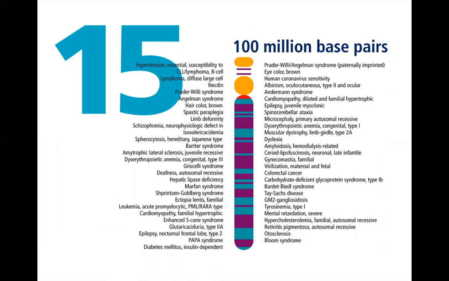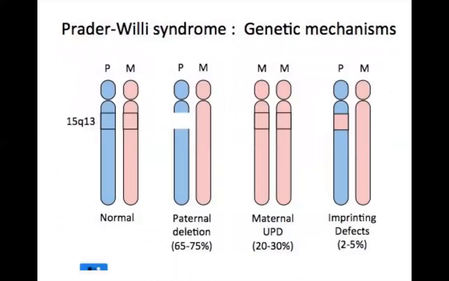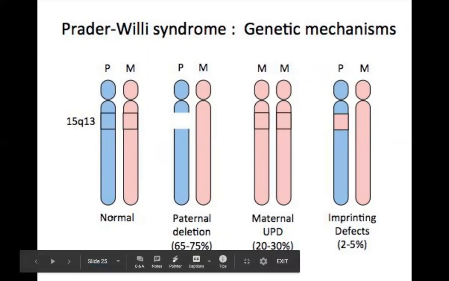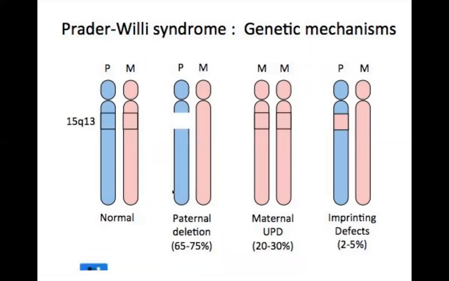chromosome number 15. And if you take a look at this, this is a normal pair of chromosome number 15, where P designates a chromosome that was inherited from paternal, from the father, and M stands for maternal, meaning that you inherited this chromosome from the mother. In this particular case, these two chromosomes are normal. But sometimes what can happen is you could have a portion of the paternal deletion happening right in the Q arm.